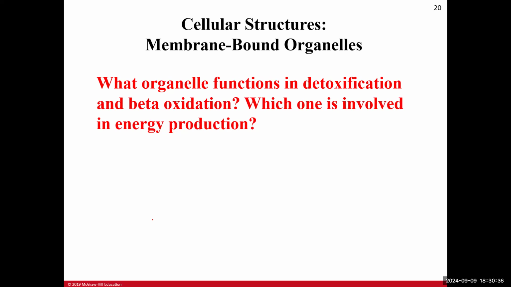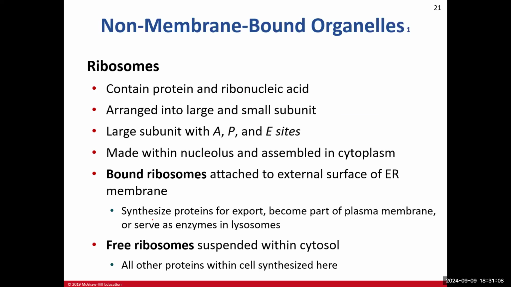All right, so this question here about membrane-bound organelles: what organelle functions in detoxification and beta oxidation? Do y'all remember? The peroxisomes. Yeah, nailed it. Now, which one is involved in energy production? I just got done talking about it. Mitochondria, right on. Yep, the powerhouse. So detoxification and beta oxidation is going to be the peroxisome, and the mitochondria is going to be utilized for energy production on a large scale.